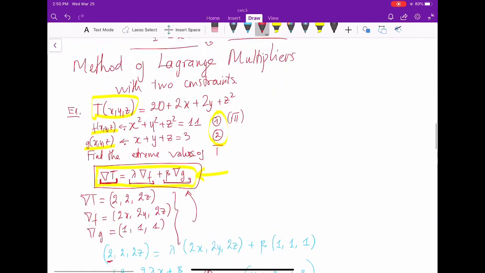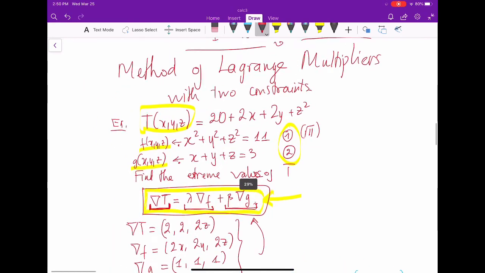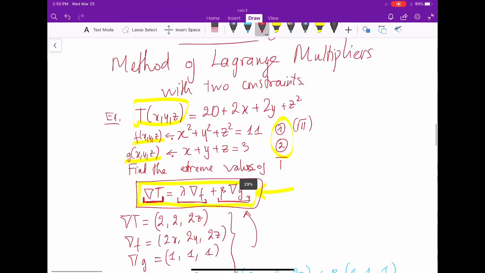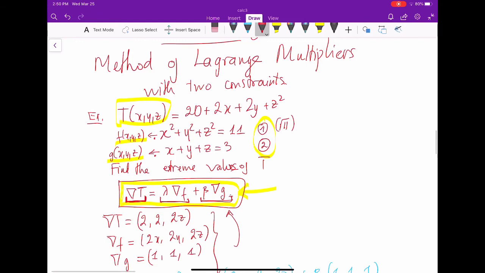It is very long. Probably I will not give you such a problem on the test, but we have to understand the idea: how to use the method of Lagrange multipliers with two constraints. So that is the main idea.